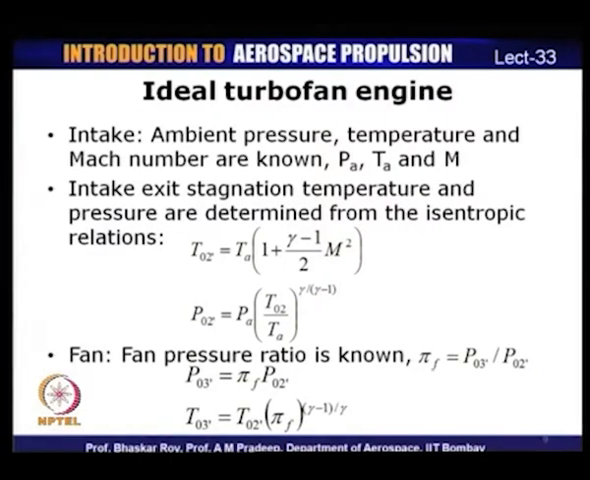So, let us take up the first component, that is the intake. For an intake we should know the ambient pressure, the temperature and the Mach number, and therefore, P_A, which is the ambient static pressure, T_A and the Mach number are fixed. Now, based on this, the intake exit condition, which is T_02 prime, is equal to T_A into (1 plus (gamma minus 1) by 2 M squared). So, this follows the isentropic relations, because the compression in the intake is assumed to be isentropic for an ideal cycle.